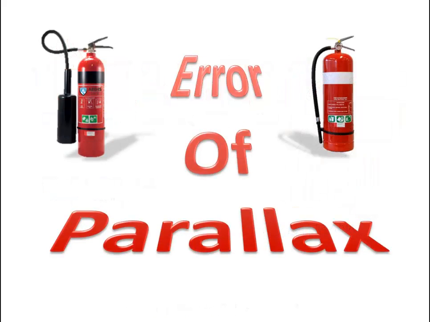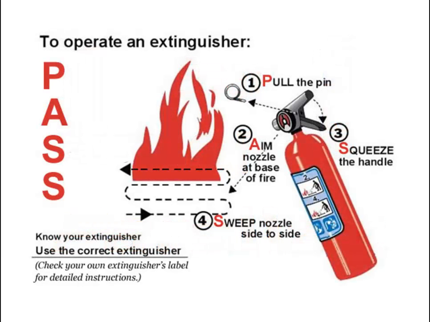This month's subject is error of parallax and how it's something that we should be aware of, especially if we make the decision to engage a fire using a dry chemical powder or CO2 extinguisher. Now, before we dive right into this phenomenon, I'm going to quickly recap on fire extinguisher use.